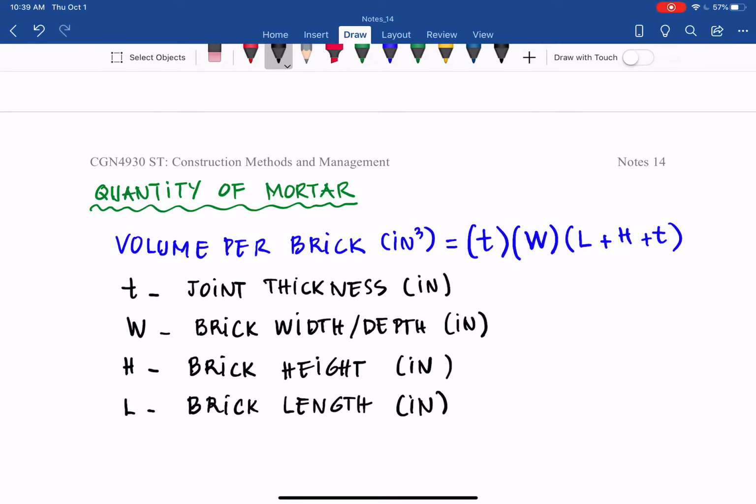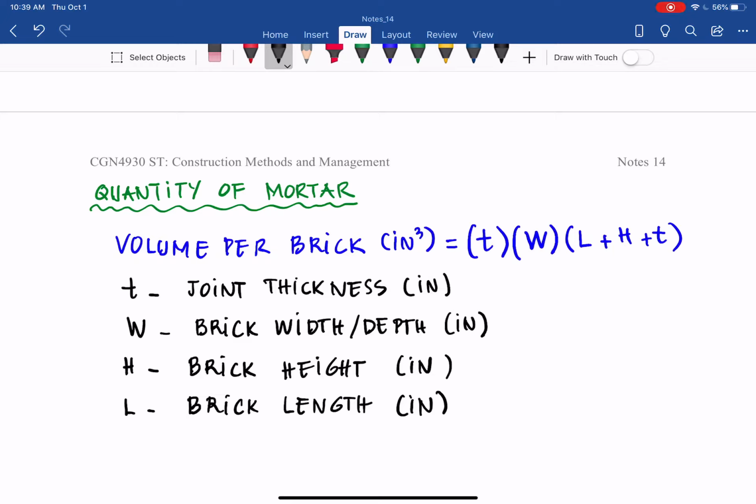To determine the quantity of mortar, the volume of mortar required for one brick in cubic inches equals T times W times (L plus H plus T). What is T? The joint thickness, so that is the mortar thickness in inches. And W is the brick width or depth that I talked about in the previous problem, H is brick height, and L is brick length.